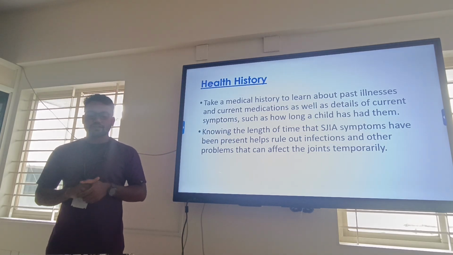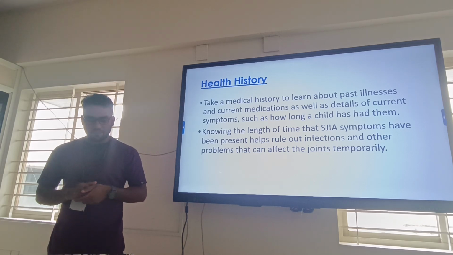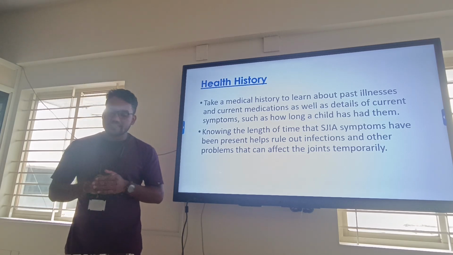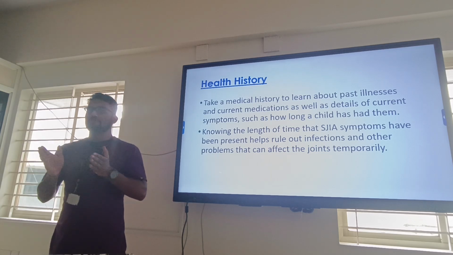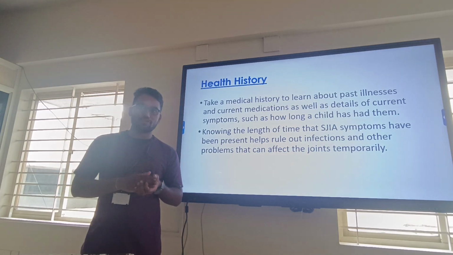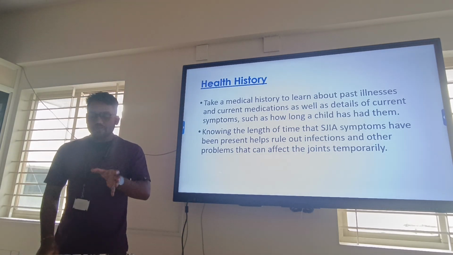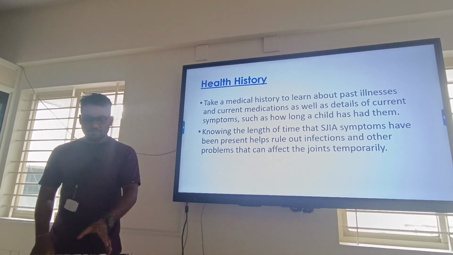Here we take the health history to learn about past illness and current medication, as well as details of the current symptoms, such as how long the child has had those symptoms. We also see the length, because for both the fever and the joint pain the time duration was mentioned. Fever should last more than 4 weeks and the joint pain should last more than 6 weeks. So the time duration is also important in these symptoms, and that also comes under the health history.